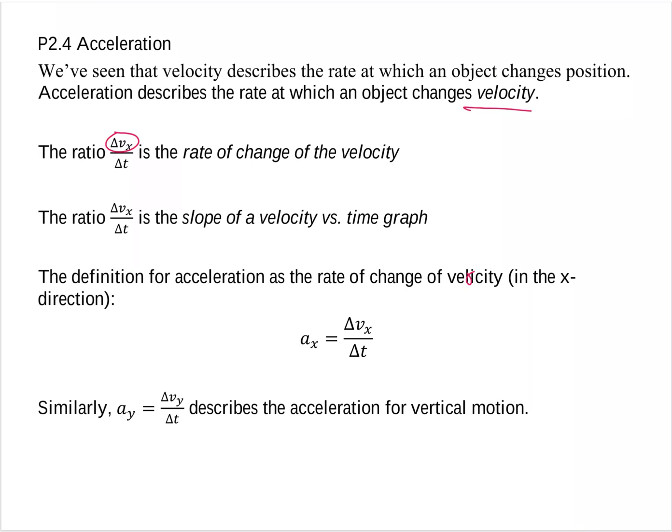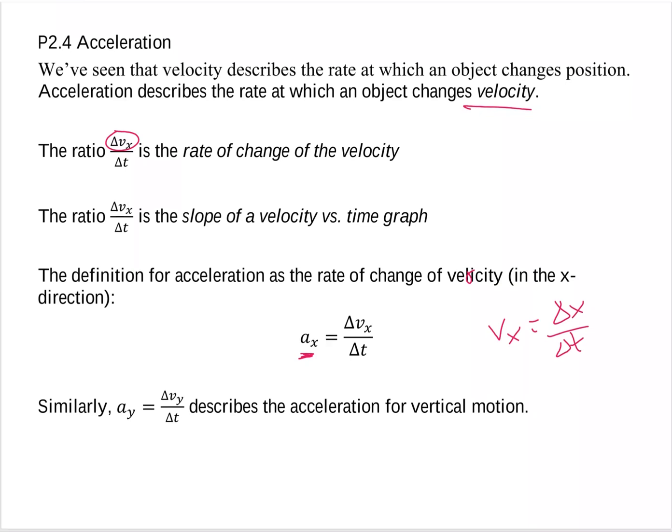So acceleration in the x direction, that's our notation there, a sub x, equals delta v in the x direction over delta t. The same would be true for the y direction. A sub y, acceleration in the y direction, equals change in velocity in the y direction over delta t. And that would be for vertical motion. Pretty straightforward. So remember our equation for velocity in the x direction, delta x over delta t. Same idea, right? Okay, so moving on.